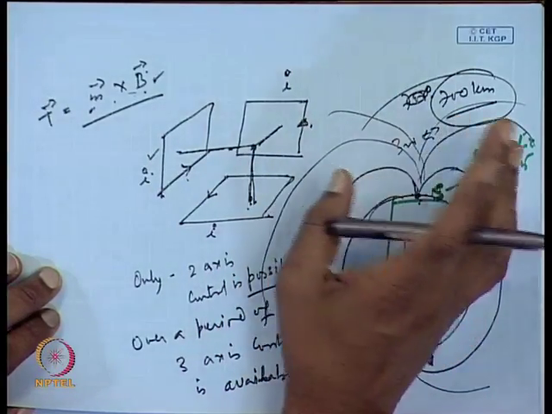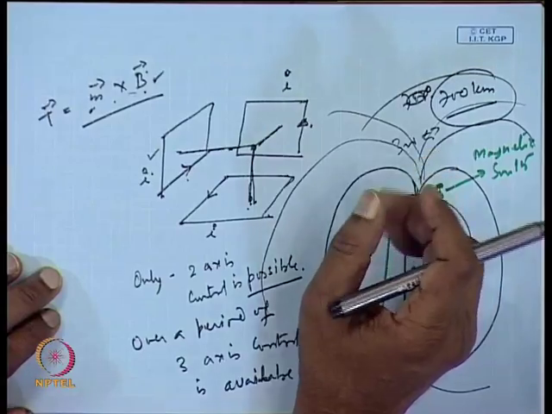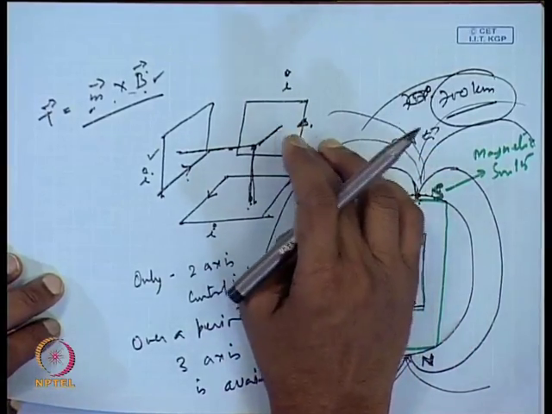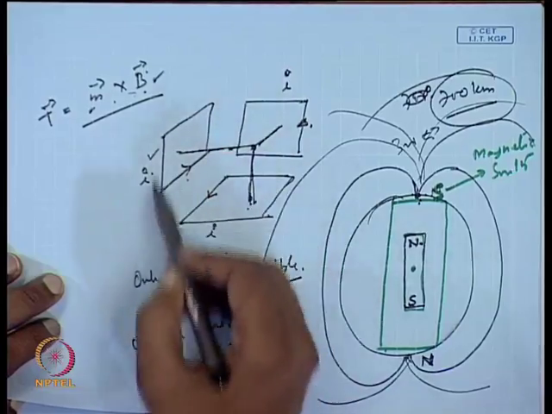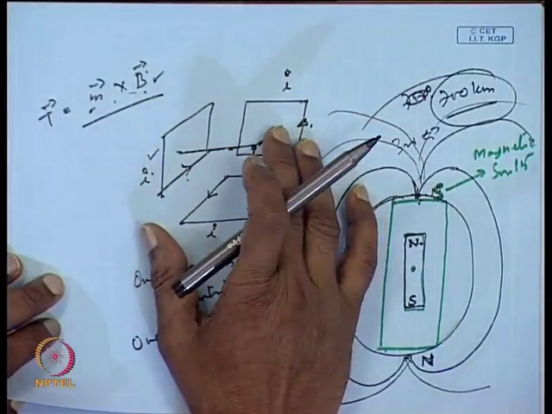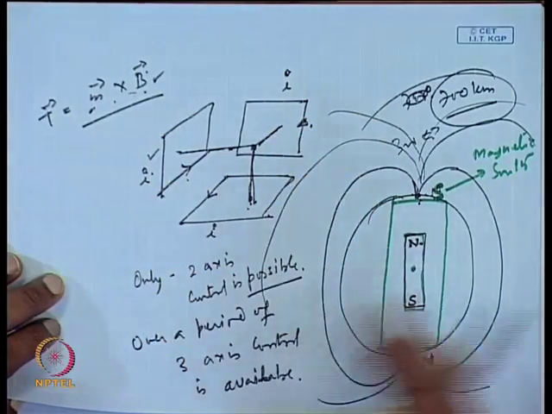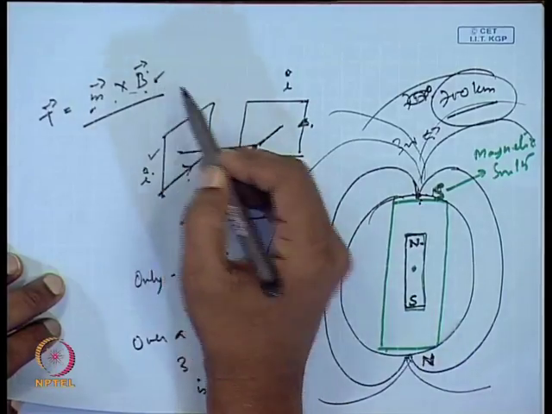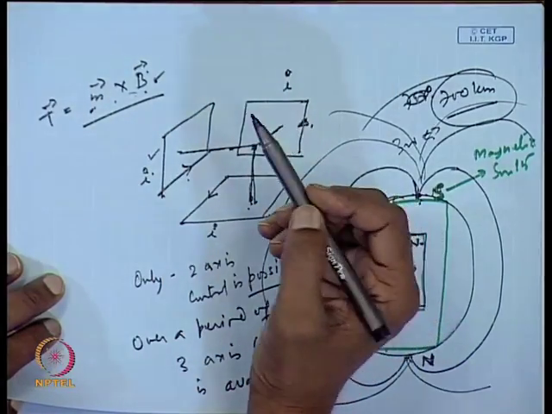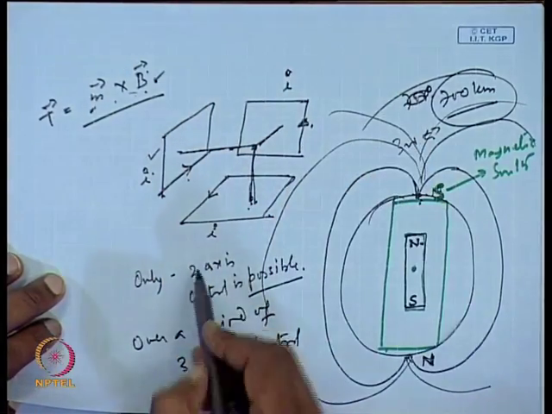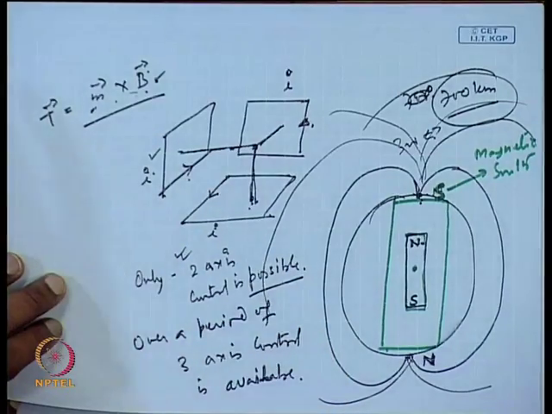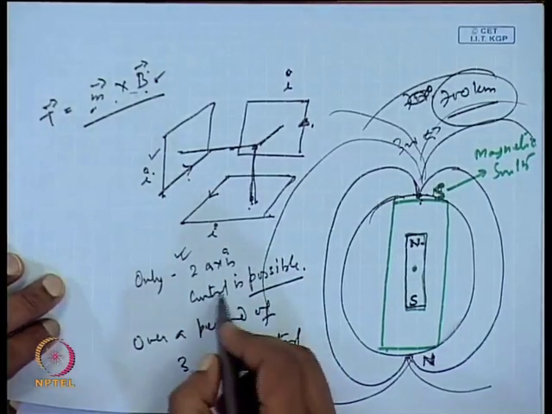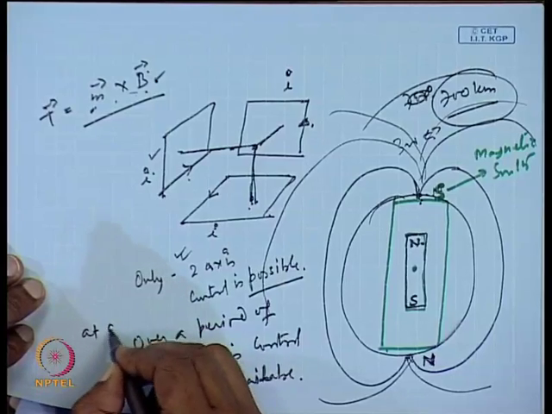So, one of the components of the total magnetic dipole moment, which these 3 coils constitute, will coincide with the B vector. So, one component will always lie along the B vector, and it gets neutralized. Only 2 components are available, and therefore we say that only 2x control is possible at any instant of time.